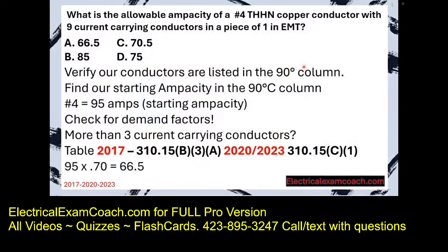We take our starting ampacity, we multiply it by the demand factor, and that gives us a new allowable ampacity of 66.5 amps. A wire that was once good for 95 amps, because of it being bundled in this pipe, is now only good for 66.5, and we select A. Great job!